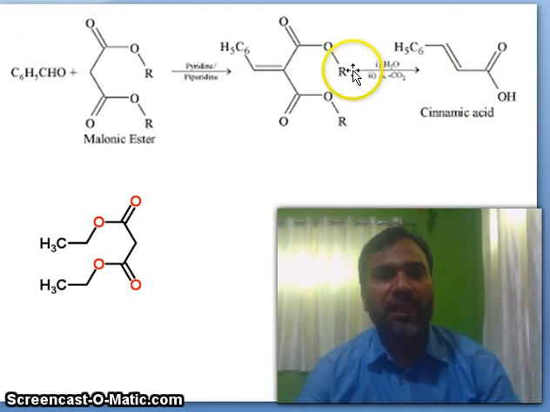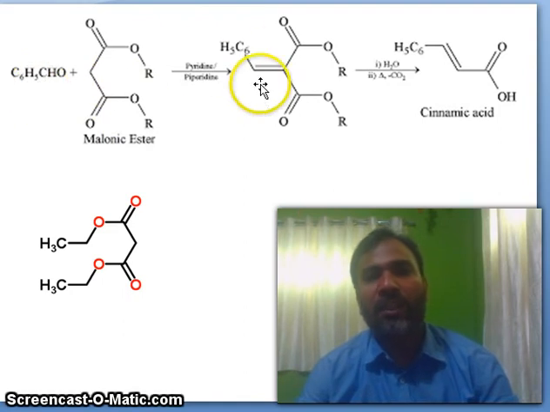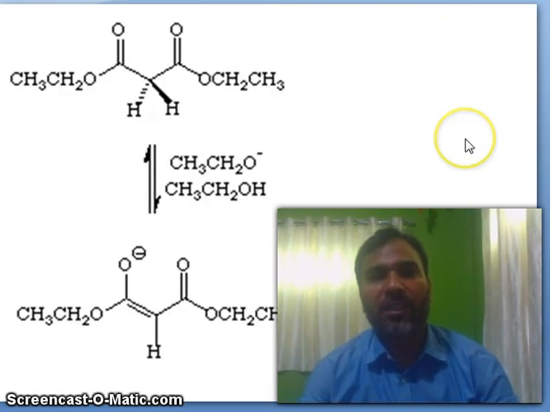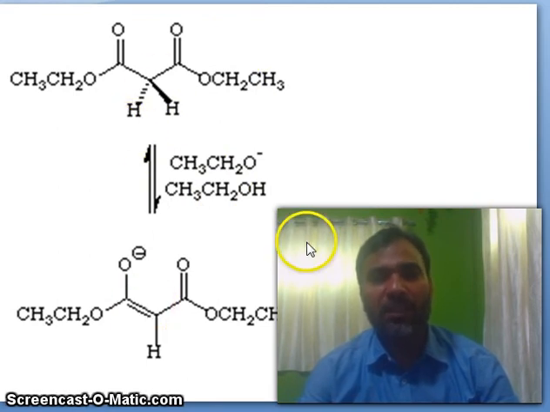You can see here malonic ester uses its two hydrogens to react with benzaldehyde, forming this product. On hydrolysis and subsequent heating you will get cinnamic acid. So this part, how is it stabilized? This anion is stabilized by resonance.